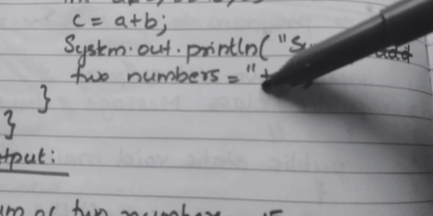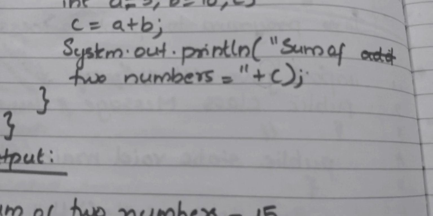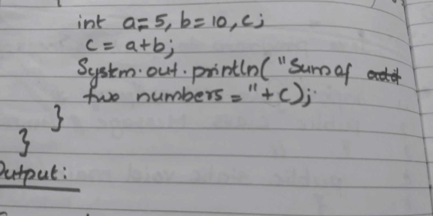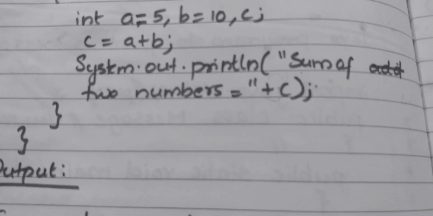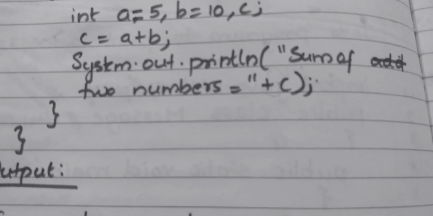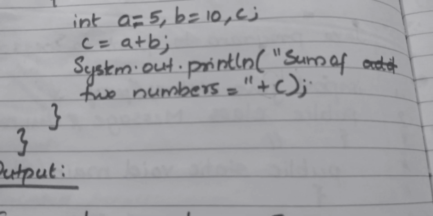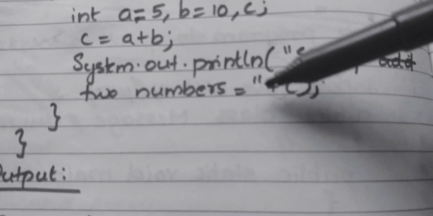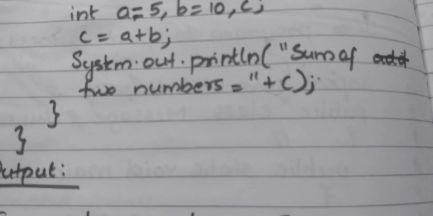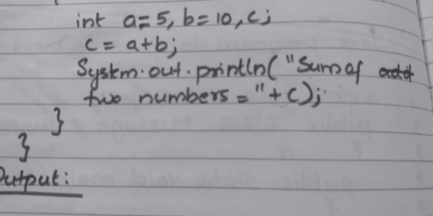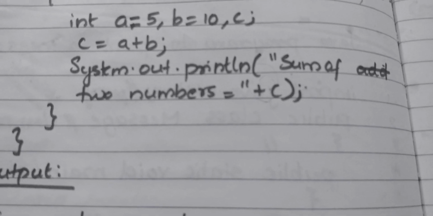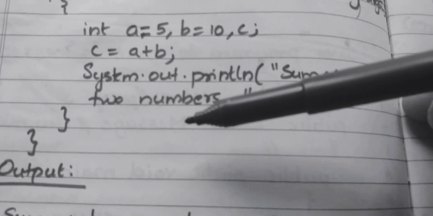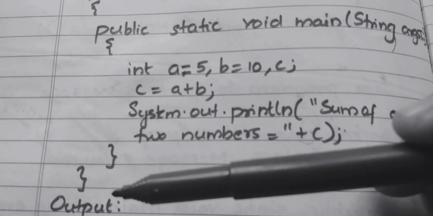In Java, the plus operator acts in two ways. For addition, we are using the plus operator, and also for concatenation of two strings, two things. Here the plus operator acts as concatenation, that is, joining of two things, the concatenation operator. So this program is over, and after that close the main method, close the class.